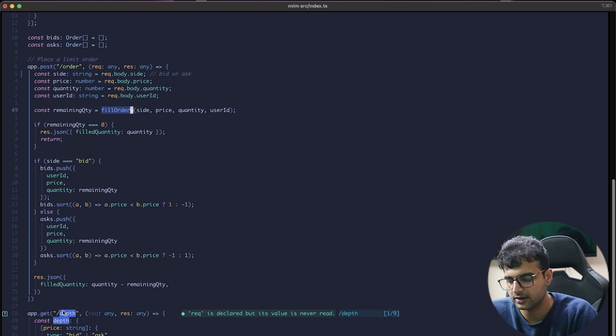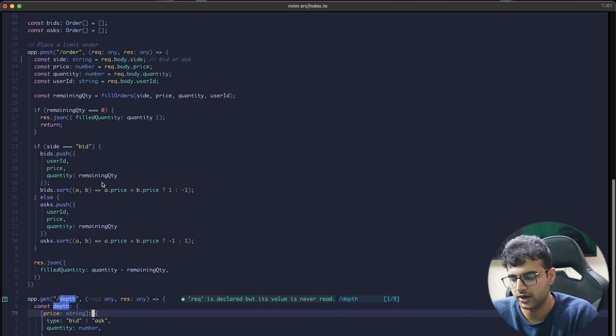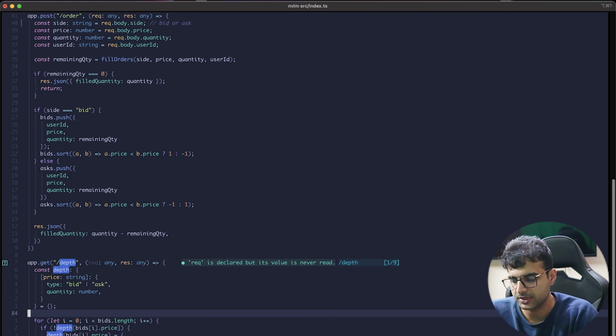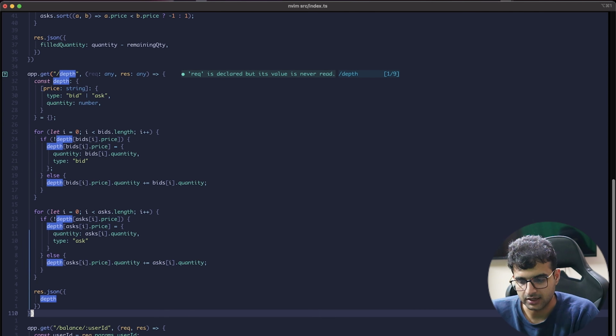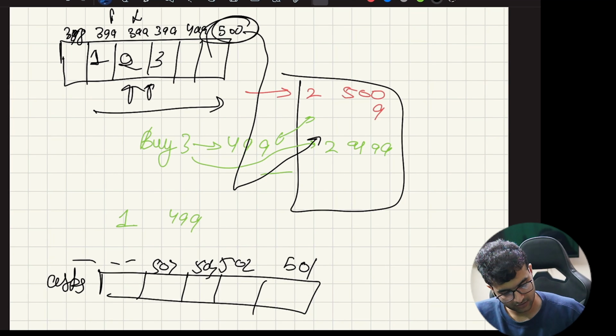Let's first look at the depth endpoint, and then we'll go through the fill orders function. The depth endpoint, what does it need to do? It needs to return the current order book. It's as simple as that. So the only extra logic you need to add here is, as I said, these are not cumulative requests.